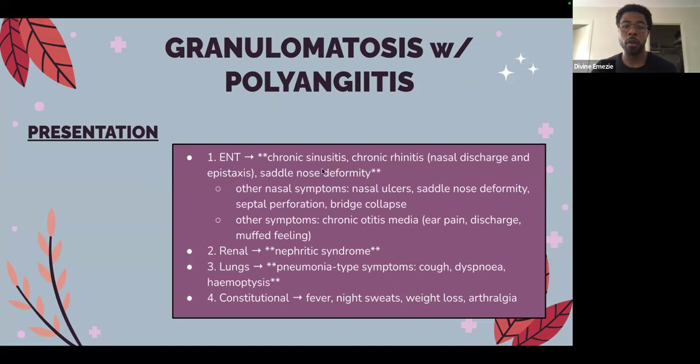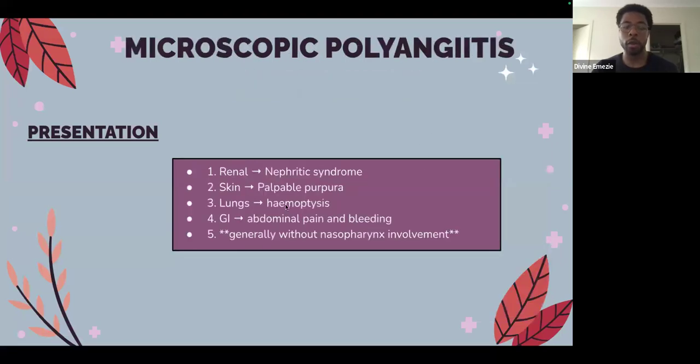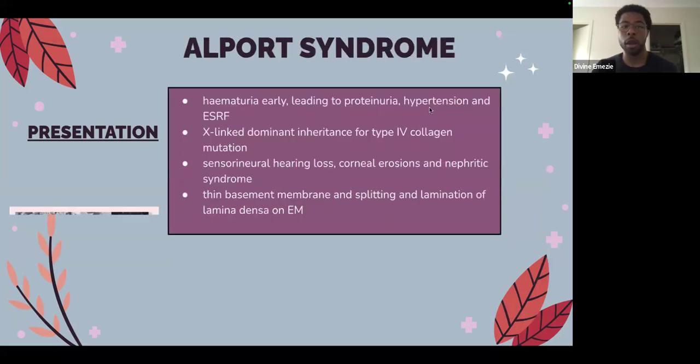So the idea here is that we're thinking chronic sinusitis, non-allergic related rhinitis, nasal discharge, bleeding as well, and then also saddle nose deformity, plus nephritic syndrome, and then I call it a day. Because apart from that, it's hard because all of them sort of involve the skin, all of them sort of involve the lungs. MPA is the last one. The way I remember it is that it doesn't have nasopharynx involvement like the other two. And again, I would probably call it a day.